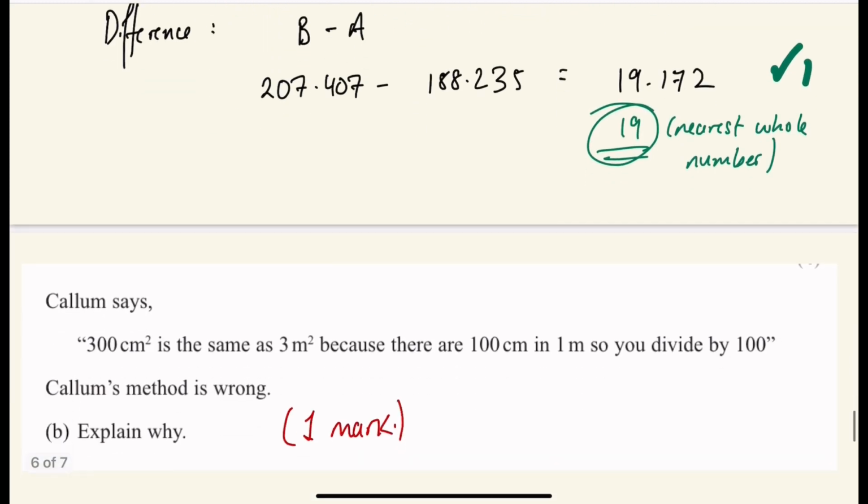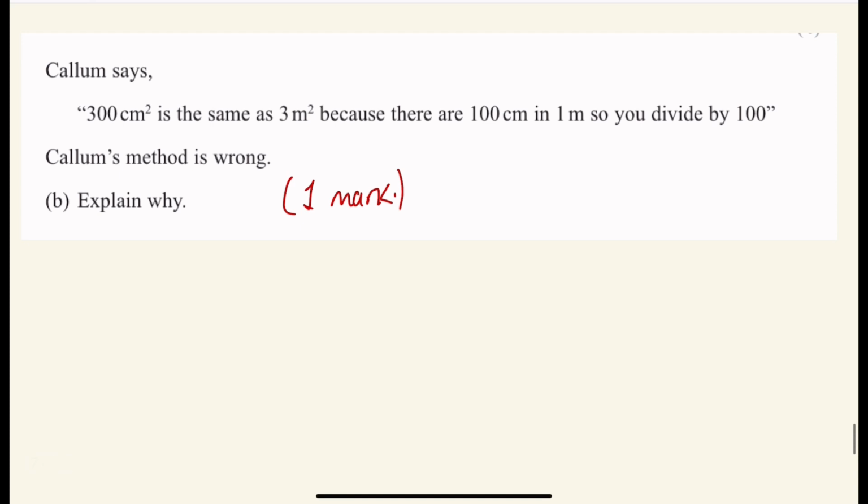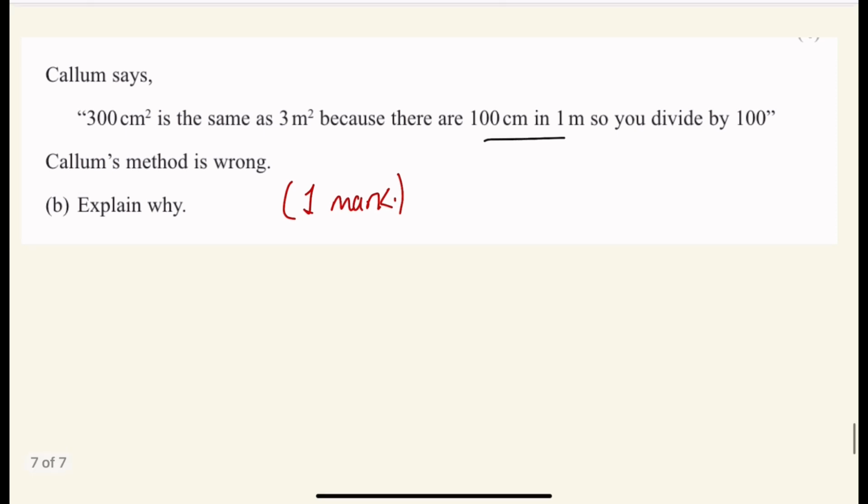Now the follow-up question, straight after part a of the question, says Callum says 300 centimeters squared is the same as 3 meters squared because there's 100 centimeters in 1 meter, so divide by 100. Callum's method is wrong. Explain why. Some people might get a bit confused because you might think, oh, Callum is right. There's 100 centimeters in 1 meter, so 300 centimeters squared is the same as 3 meters squared, but it's not.